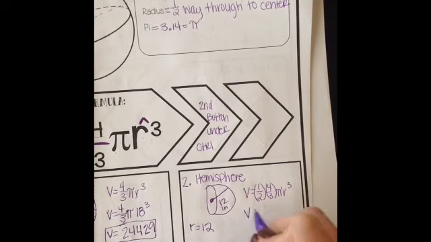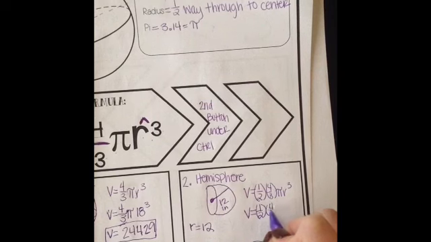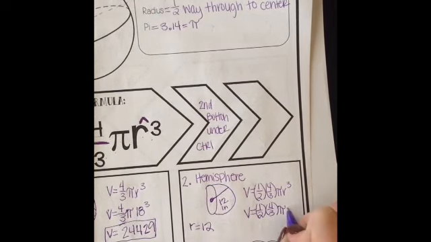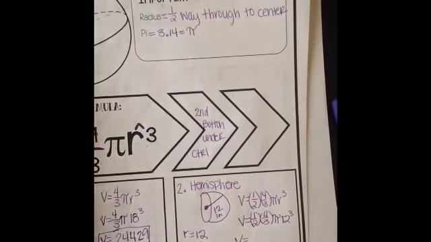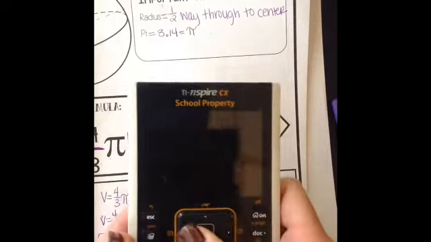Okay, so now we're going to just plug in our answer. So we have half, 4/3, none of these change with the pi. And our r is this 12, so we're going to put 12 to the third. Okay, so now we're just going to compute that in our calculator.